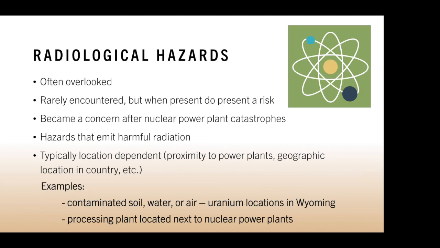What we mean by that is they would be more likely to occur if they are close to power plants or if they are in a geographic location higher in radiation. Examples of when these hazards would need to be considered would be uranium locations in Wyoming, or if a meat or poultry processing facility was located next to nuclear power plants.